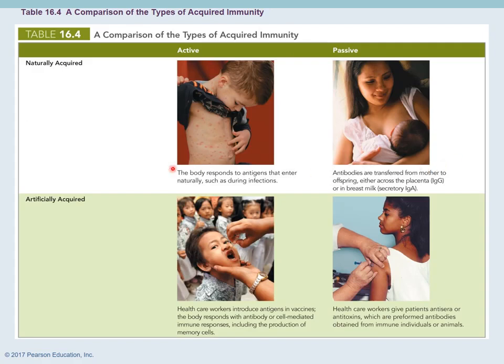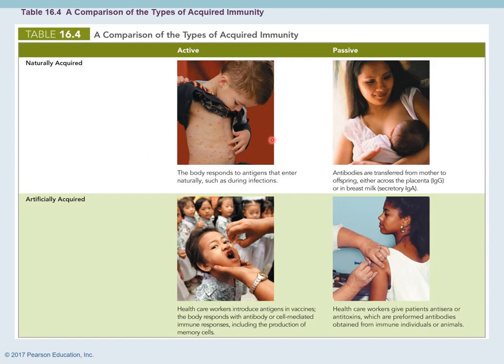So on this chart, if it is naturally acquired and it's active, it is the way the body responds when you actually had the infection. You were actively and naturally exposed to, say, the flu or chickenpox, measles, whatever it is. You were exposed to it. You made the antibodies to it. This will give you very long-term protection against it if you ever see it again.